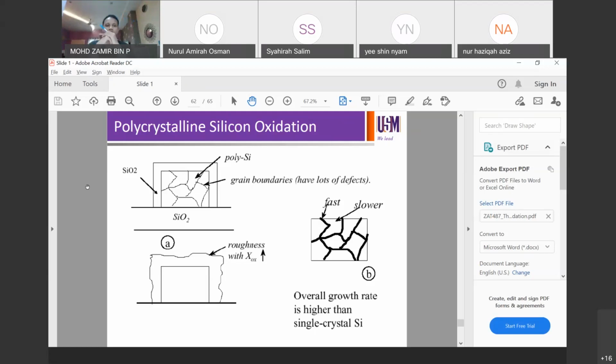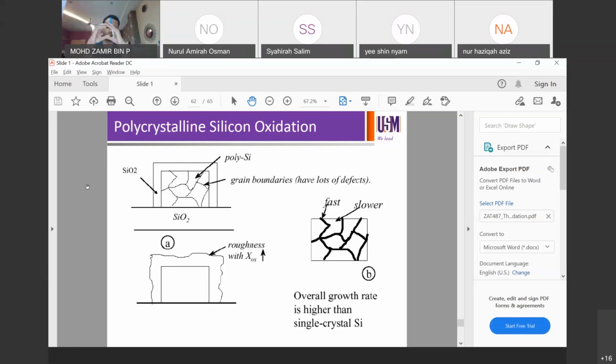So as a result, due to the different growth rate, the oxide at the grain boundary is going to grow a lot faster than within the grain, which is a bit slower in terms of oxidation. So eventually, after the process, you're going to see some roughness on your silicon features due to the different growth rate.